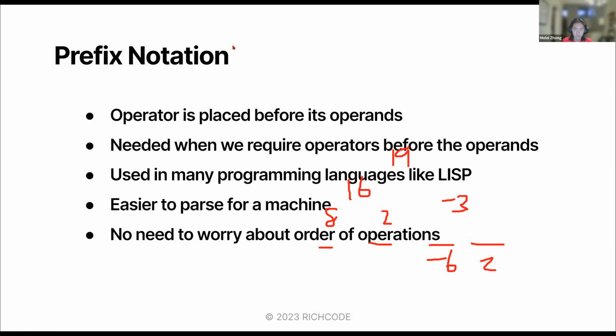Okay, now let's go into prefix notation, the main thing of our meeting. So in prefix notation, the operator is placed before the operands. And sometimes we need this, like it's used in a lot of programming languages like Lisp. And it's easier to parse for a machine because if you have prefix notation, you don't need to read the whole thing to figure out which operation to do first. You can just read it from left to right once and then evaluate it. That way you can save a lot of time instead of having to reread the expression over and over again to find out the next operation.